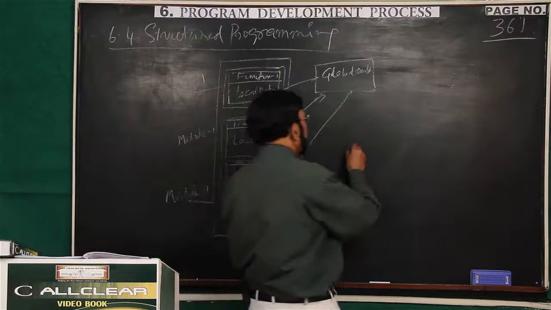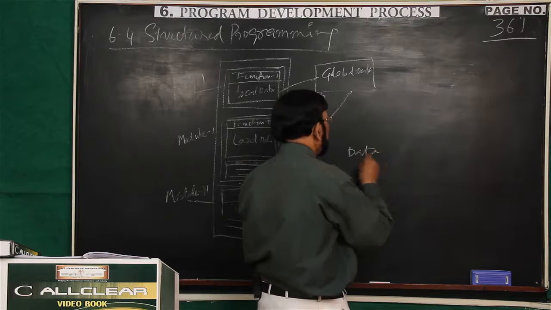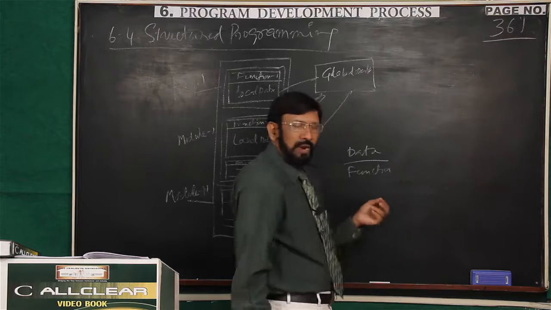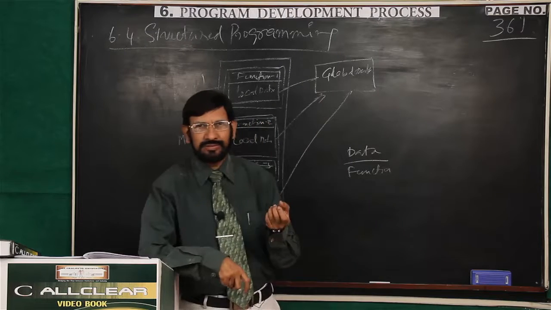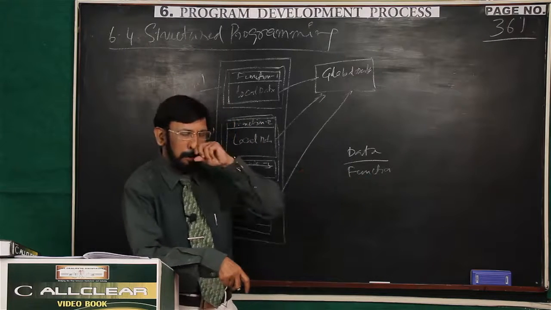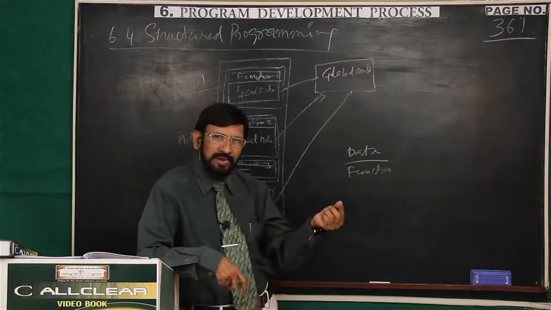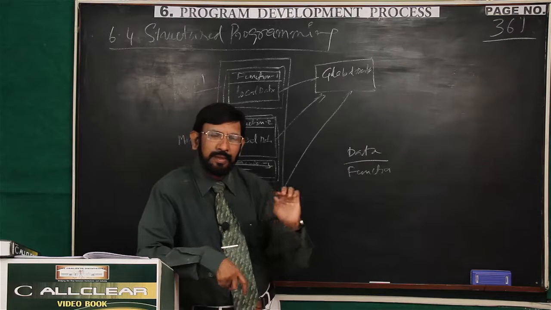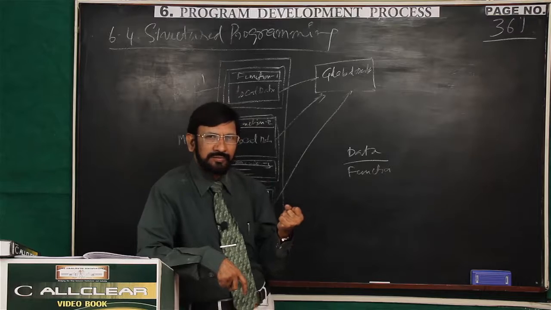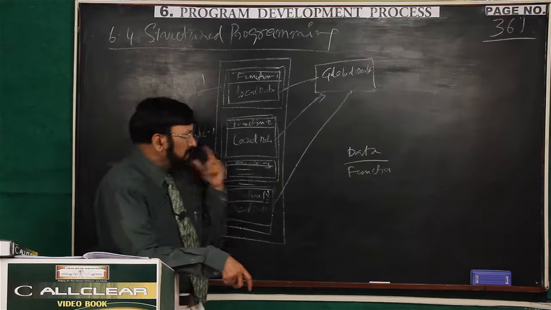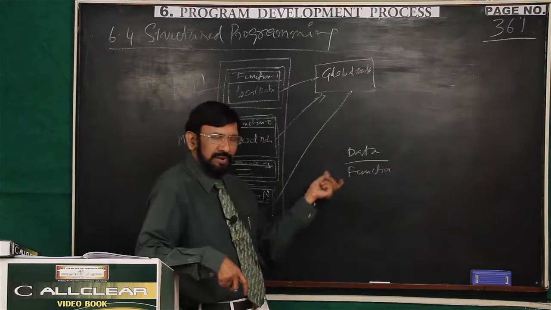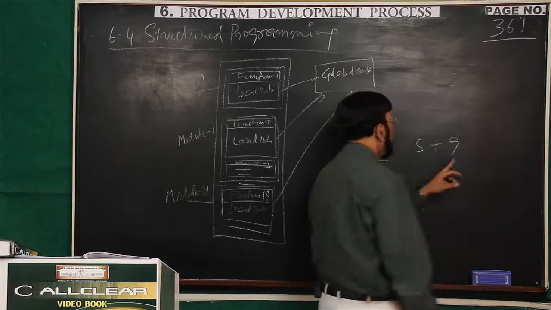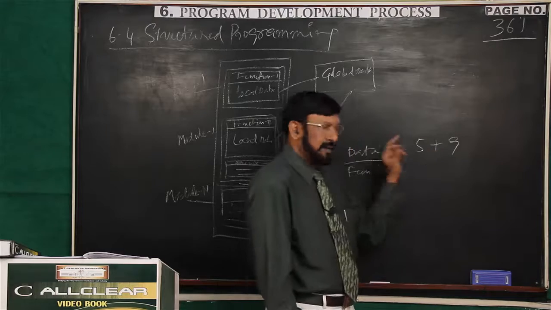Function and data. There are two parts. Then you see the definition of a program. A program is a set of instructions. It means you can call it, in this respect, a set of functions which act upon a set of data, in order to achieve a predefined task. But data is more prominent than function. Now you see 5 plus 9: 5 and 9 are data and plus is function.